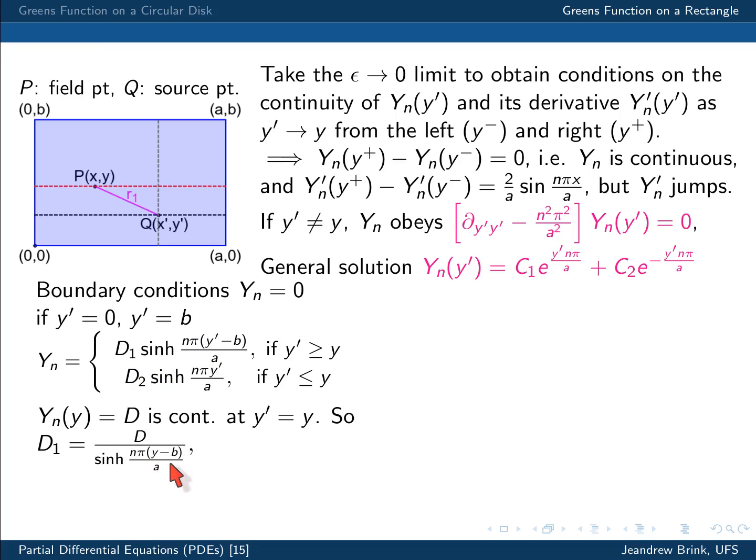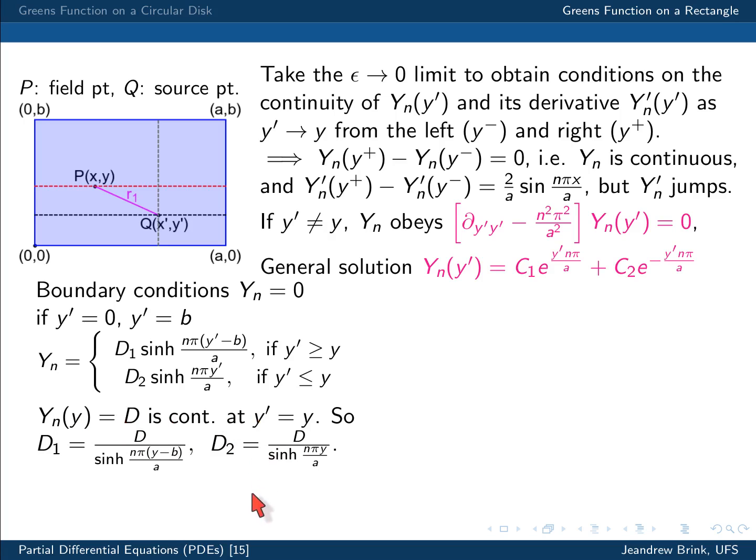Okay, so there's the first case, there's the second case. What we've done by imposing this condition of continuity in the function is simply to decrease the number of unknown constants in our equation by 1, by expressing both d1 and d2 in terms of d, the value of the function evaluated at y prime equal to y.